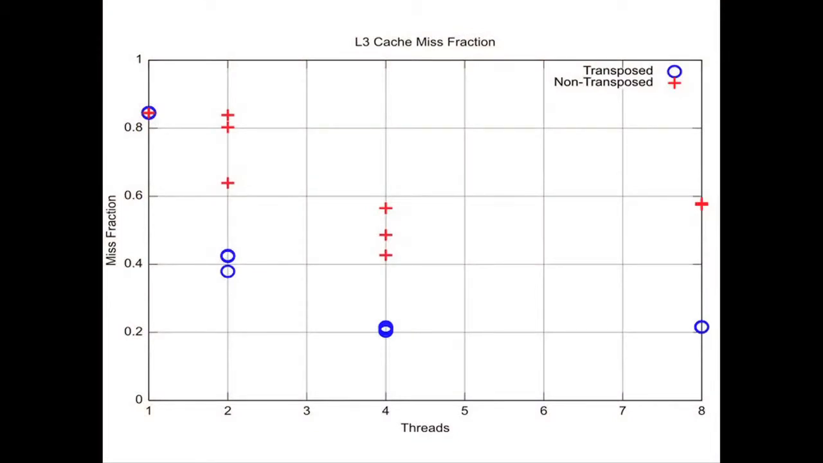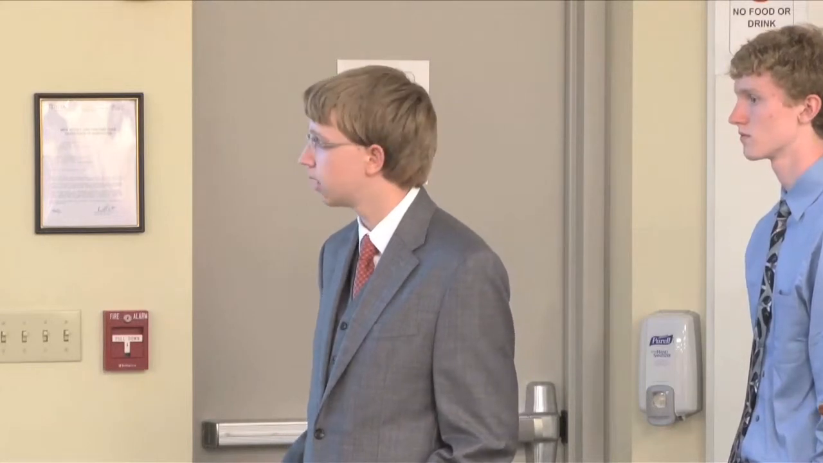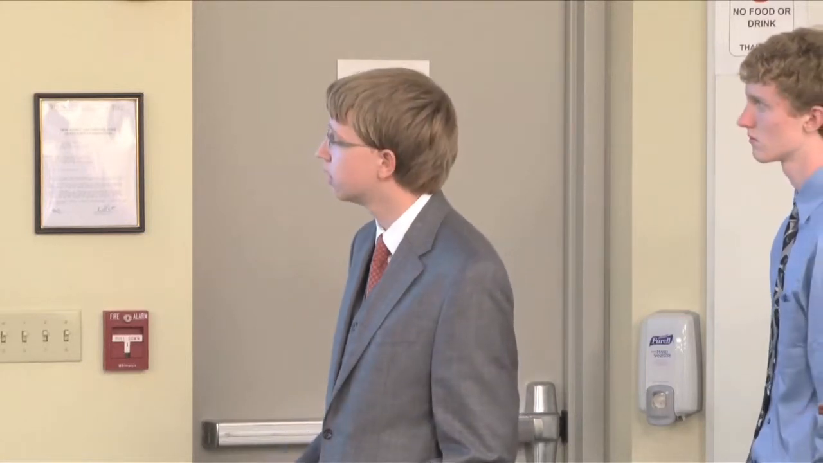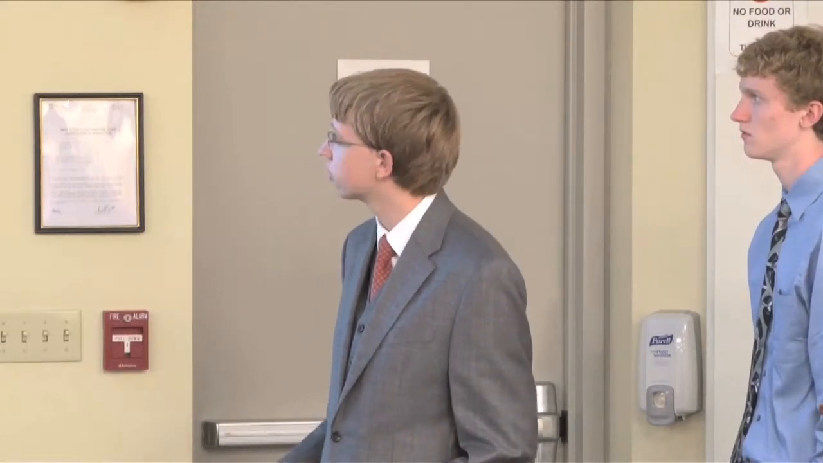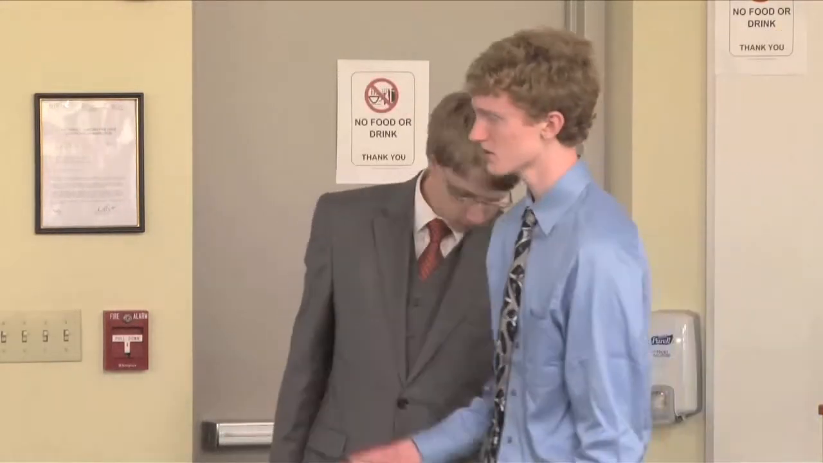So here we have the L3 cache miss fraction for each of these tests. What we did is count the number of times we attempted to access this cache, the number of times we missed the cache, and we just figured out what percentage of attempts missed. So you can see here that for 8 threads, in the transposed version, about 1 in 5 accesses missed, whereas in the non-transposed version, it was 3 in 5, or 60% of the accesses missed. You can see there's a significant difference in the performance of the program, and especially the cache performance, for transposed versus non-transposed.